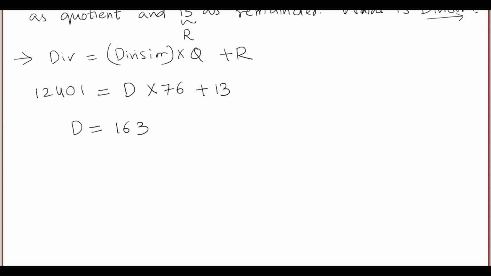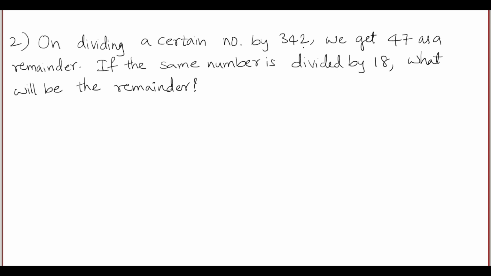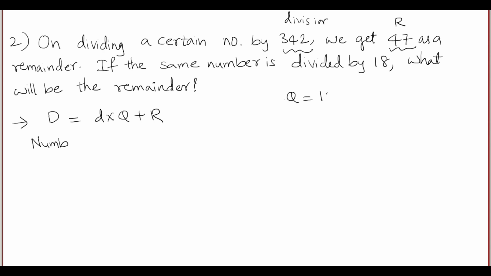Okay. We will see one more example. On dividing a certain number by 342, we get 47 as remainder. If the same number is divided by 18, what will be the remainder? Now let's see how to solve this problem. Okay. So as it is dividing by, this is called the divisor, right? And the remainder is already given, which is 47. So we know that dividend is equal to divisor into quotient plus remainder. We don't know what the number is. Okay, we are assuming quotient is equal to k, let.